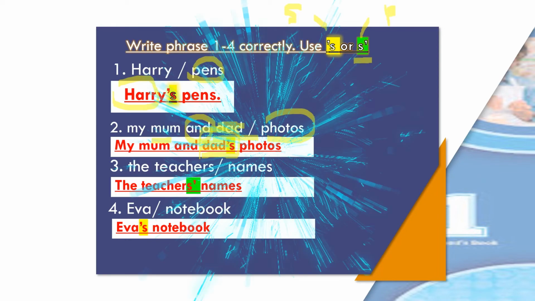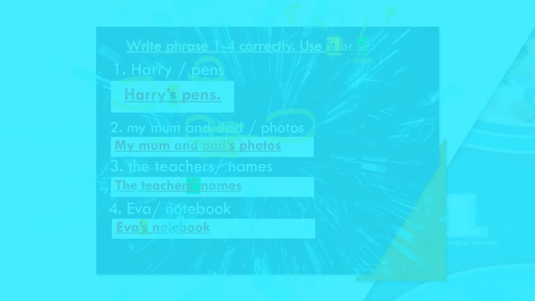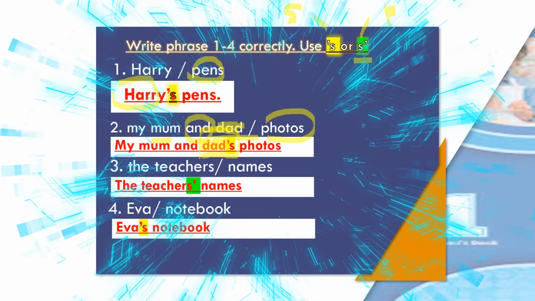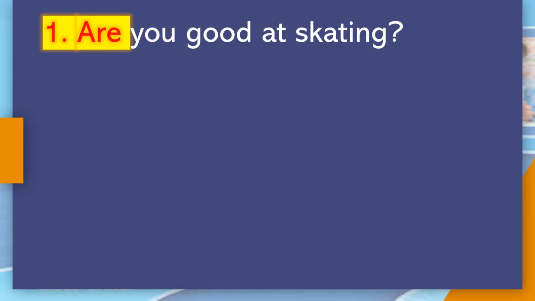Then let's go to another exercise from last week. We also did this one. Are you good at skating? We use are because the subject here is you. You are special. Why?